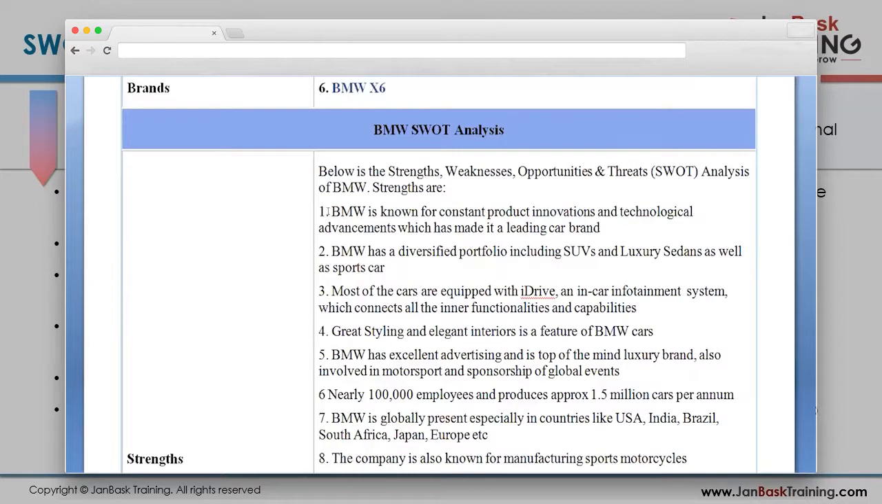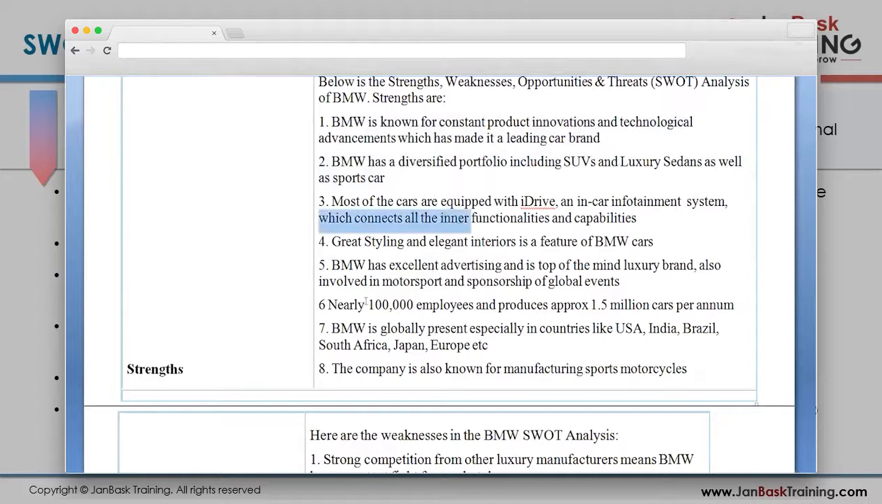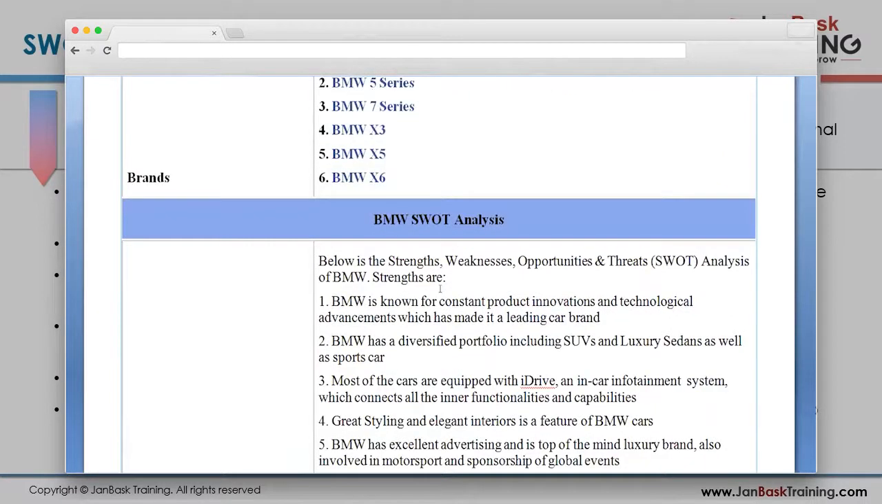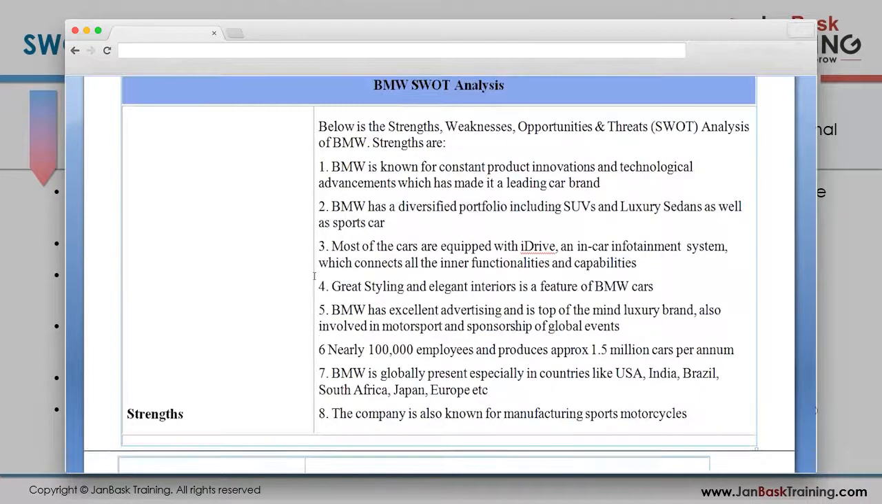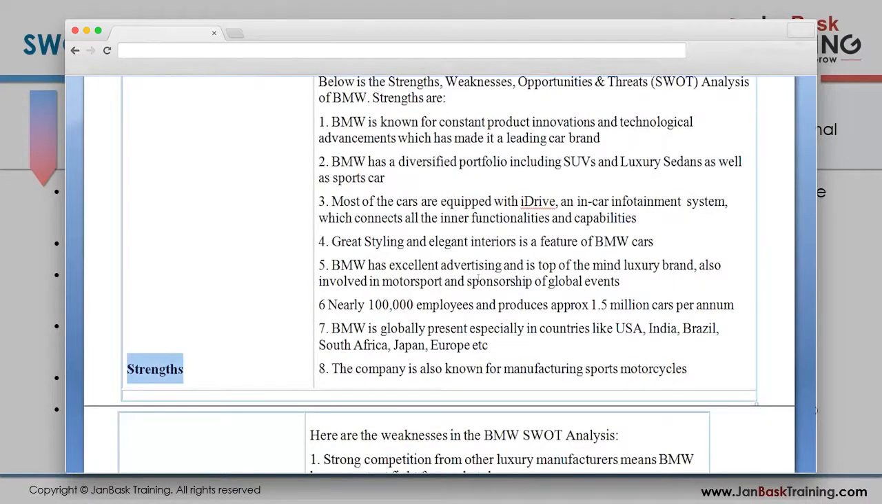So you've seen I've gone on multiple points. Not only about cars, I'm talking about their employees. I'm talking about how it's a big brand and in what all countries it's there: Brazil, US, India, South Africa, Japan, where they are manufacturing, what their different brands are, what their strengths are, and which target customers they are looking at. So I've covered everything in the strengths part, right?